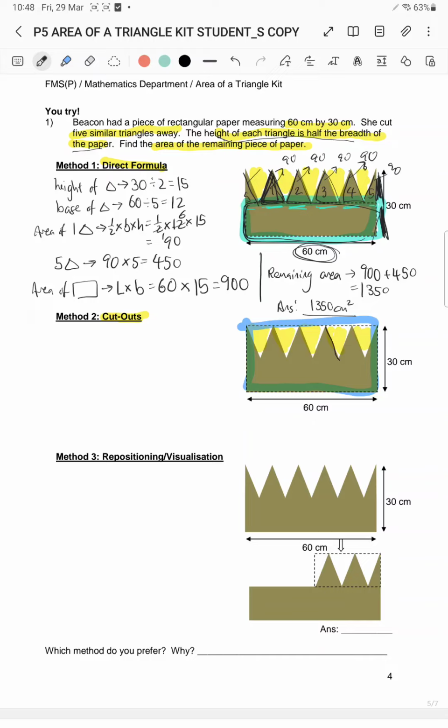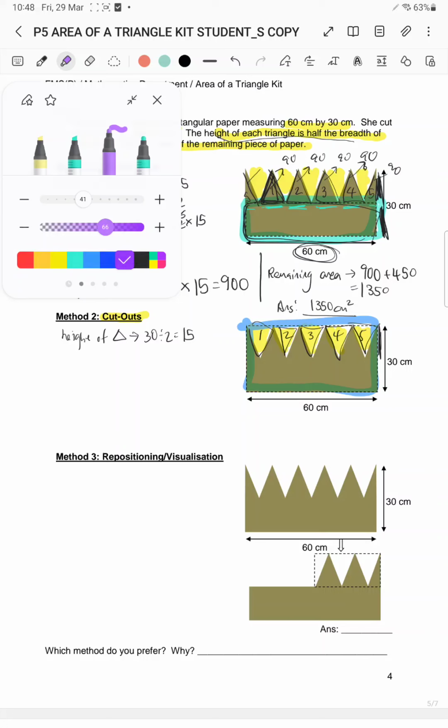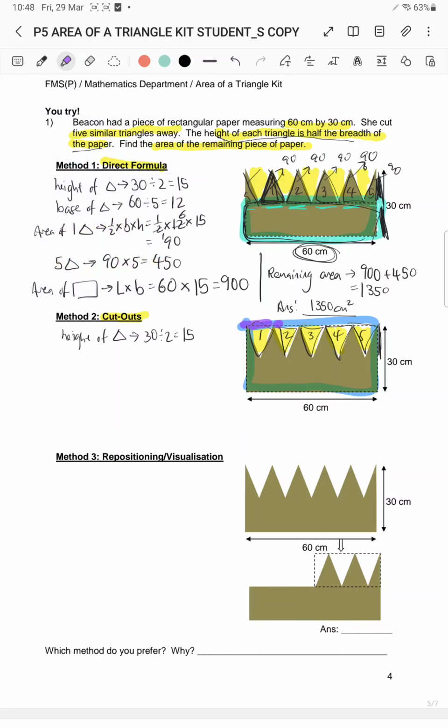Okay, ready? So as we were saying earlier about this particular triangle, there are five of them: 1, 2, 3, 4, 5. And according to the question, the height of this triangle is actually half of the breadth. So height of triangle, 30 divided by 2, that will give you 15. The base, as you can see, there are 5 parts: 1, 2, 3, 4, 5.